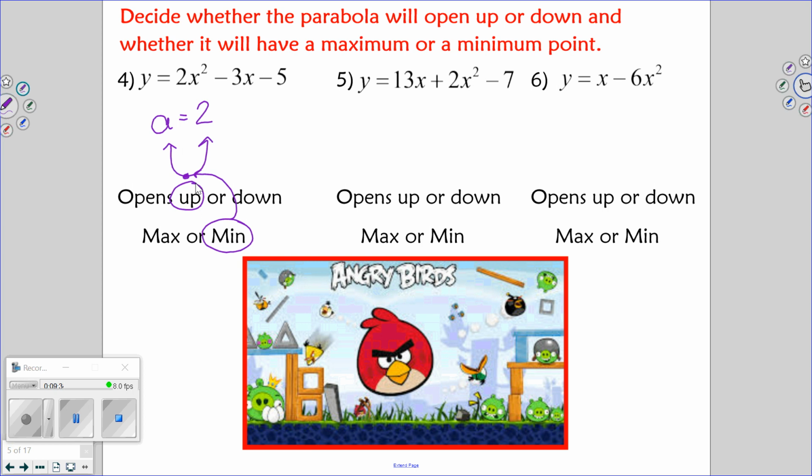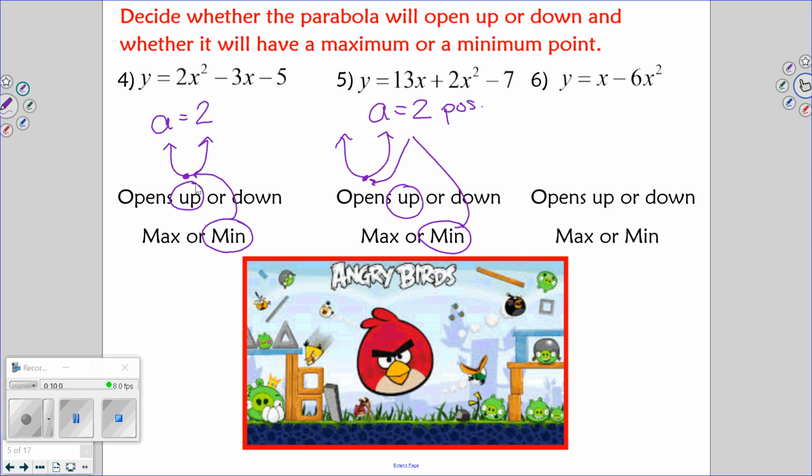Good. All right, what about number 5? What's your A value? Good, this one's not written in the right order. A is 2, so it opens up because that was positive. And it's going to have a minimum. Oops, I never drew it. Don't mind my curved line there. So it's going to have a minimum point, a lowest point on there.